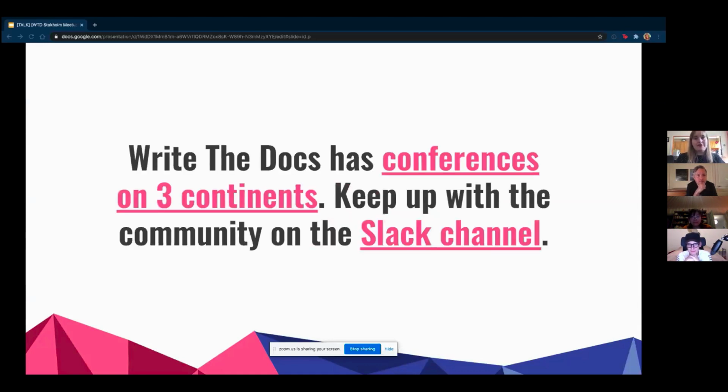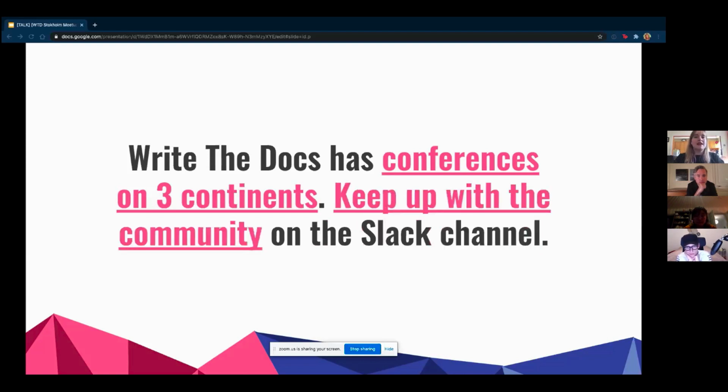For example, the following sentence has 2 links. Write the Docs has conferences on 3 continents. Keep up with the community on the Slack channel. The first link, conferences on 3 continents, I can be confident that it will take me to a conference page to learn more about the 3 different conferences. The second link is on Slack channel, and I assume, again, that it's going to take me directly to the Write the Docs Slack channel.